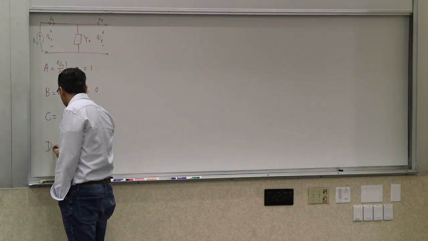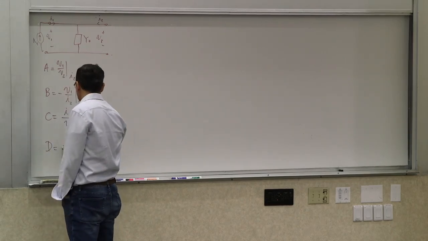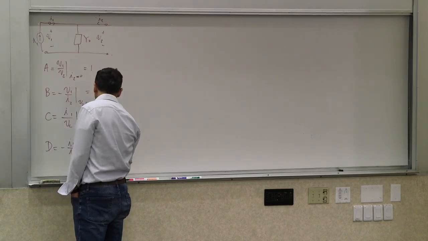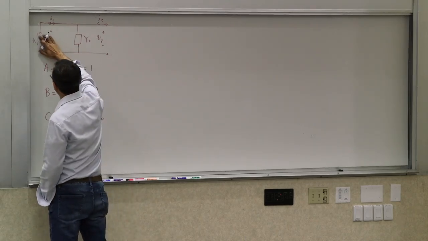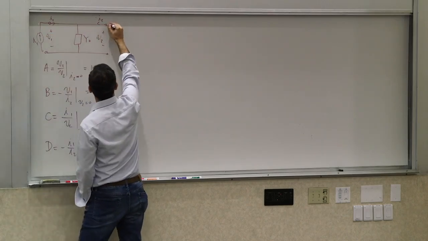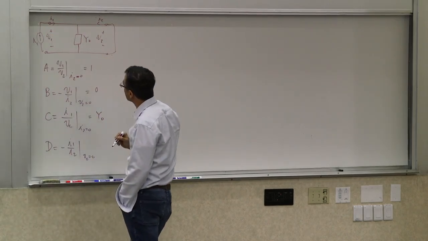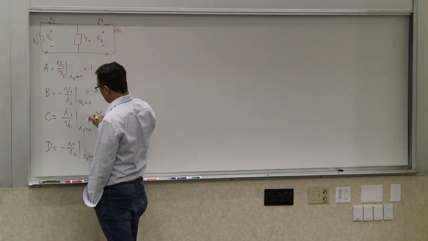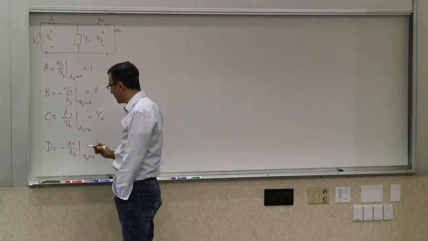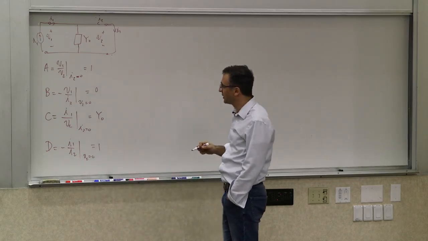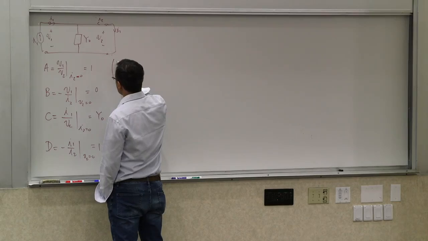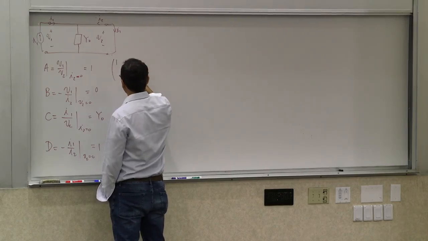And for D, which is defined as negative I1 over I2 when V2 is 0, you basically apply a current I1 and you short circuit this, and then what do you get? If you apply a current I1, this current would be I1. So I2 would be negative I1, and therefore this ratio becomes 1 because of that additional minus sign here. So now the ABCD matrix for this thing is going to be simply 1, 0, Y0, and 1.